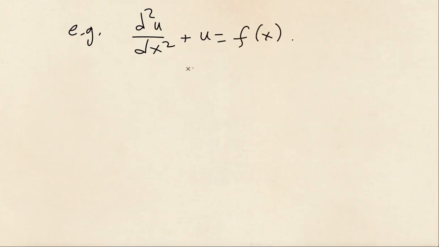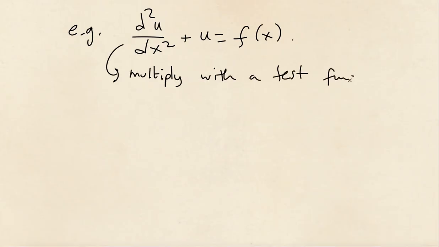So I said we are going to restructure the governing equations in FEM. For example, we're going to have this kind of equation. Let's say d squared u over dx squared plus u is equal to some function f(x). In FEM, what we're going to do is multiply this with a test function v. I'll teach the theory later, but with a test function v, or weight function, something like this.